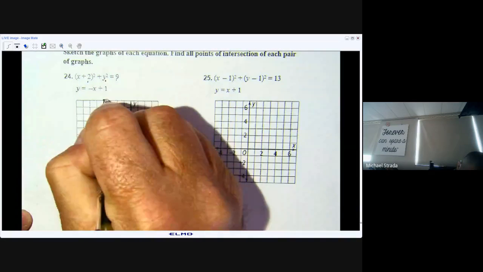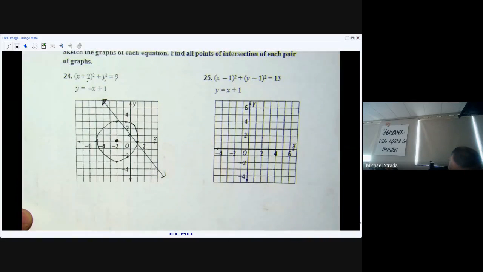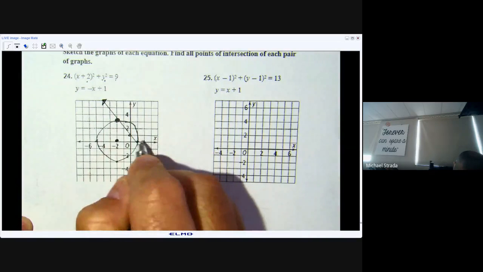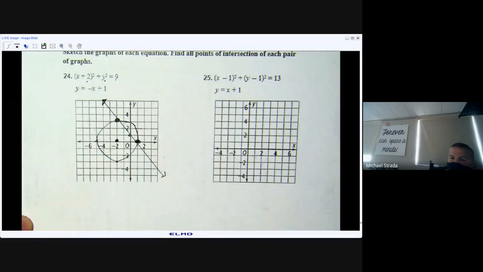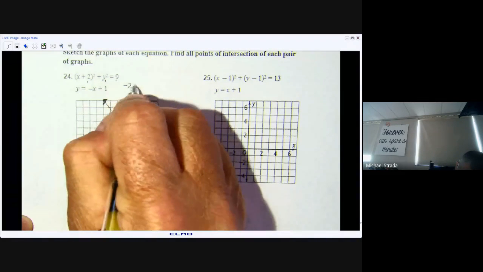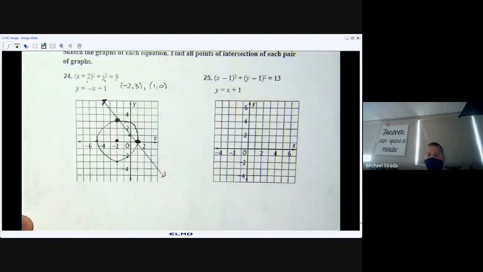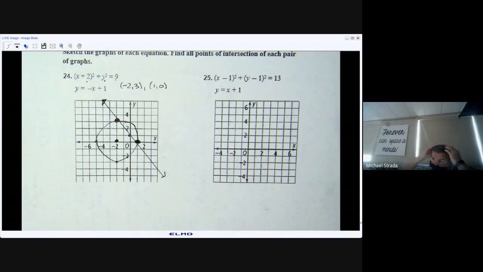And I see I have how many points of intersection? 2. 1 there and 1 there. So if I do a graphing, I have negative 2, 3 and 1, 0. All right. Now, the problem is if you draw your circle a little wrong, it cannot affect your answer. So we're going to show you the other one doing algebraically.